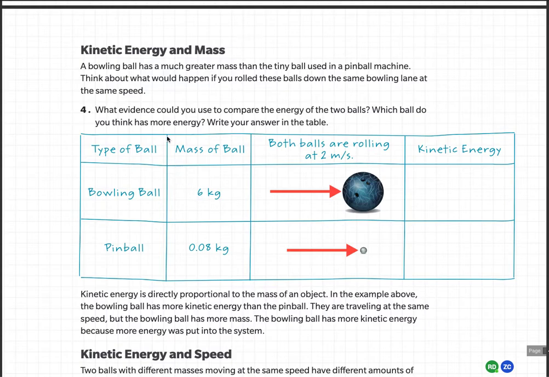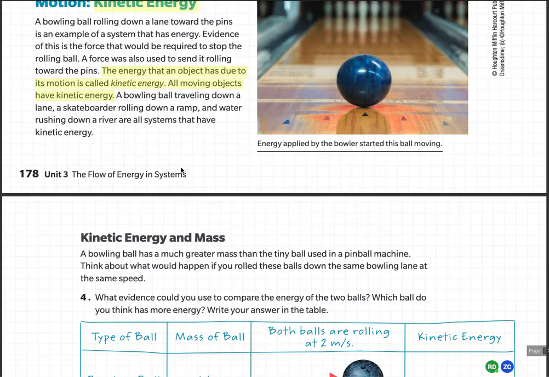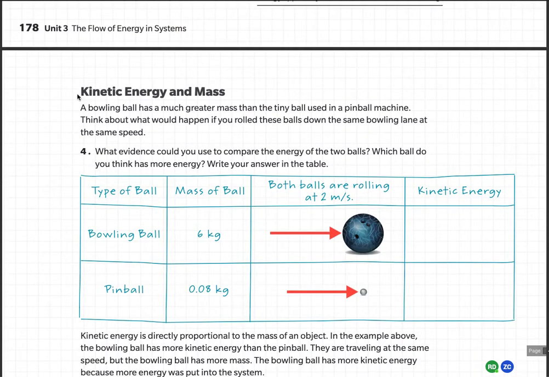Then we get to number 4, and it starts talking about kinetic energy. Number 4 says, what evidence could you use to compare the energy of the two balls? Which ball do you think has more energy? Write your answer in the table. One of the things it mentions up here is that in order to have kinetic energy, you have to have mass. Where does it say that? It doesn't say that, but it says matter, and things have mass. Oh, here we go. A bowling ball has much greater mass than a tiny ball.